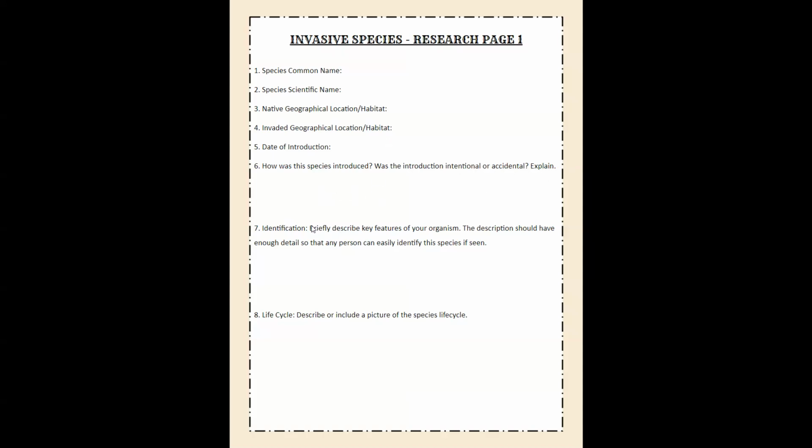Briefly, key features of the organism. So I should know a little bit about the organism. I need you to make sure you give me a description of the organism, not just this is a tree frog of some sort. Just tell me what they do, what they eat. You need a picture of it. You don't have to do the life cycle of it. So just let's scratch number 8 also.